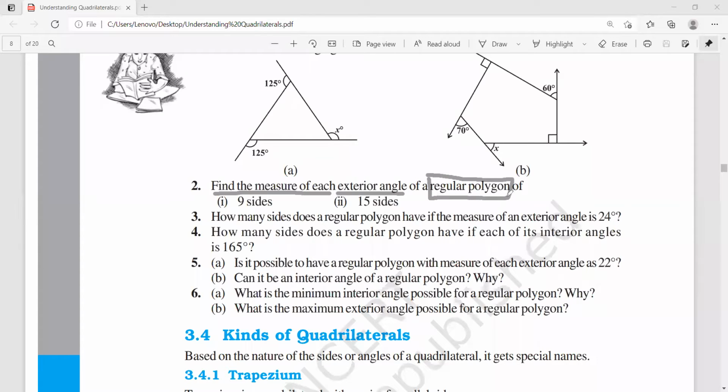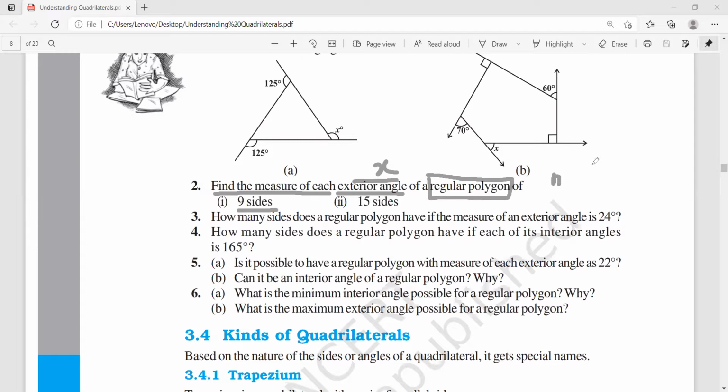Regular polygon of 9 sides. First question is 9 sides. So the number of sides is given, and we denote the number of sides by n. Exterior angle, if we denote it by x, what is the relation between x and n? What is the formula you know related to x and n?